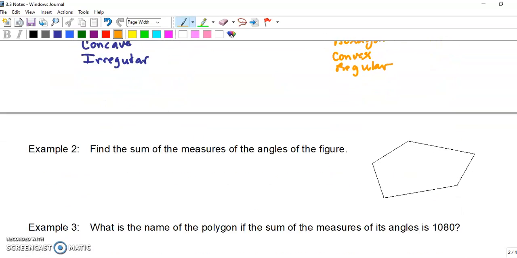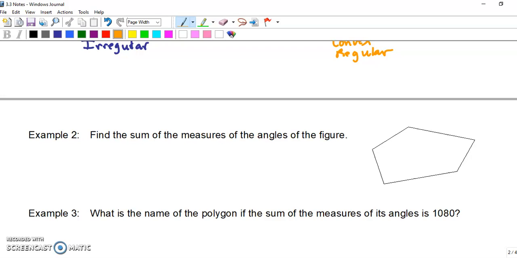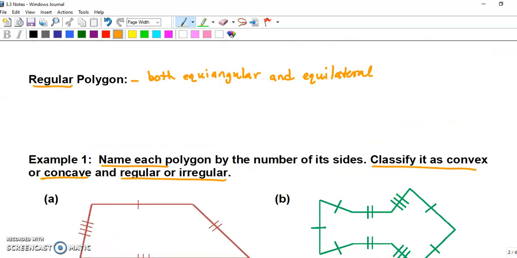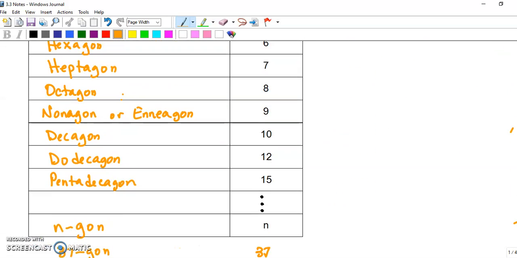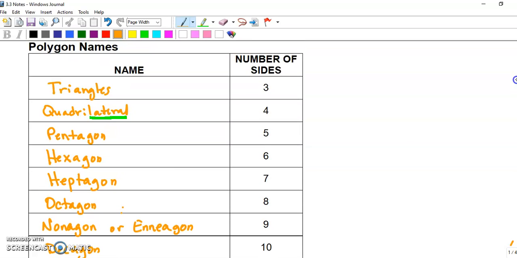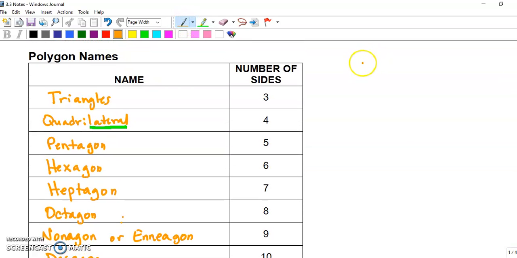Okay. So we have some formulas for the sum of the interior angles of a polygon. The little subscript i means sum of the interior. It doesn't have to be regular, any old polygon that's convex.